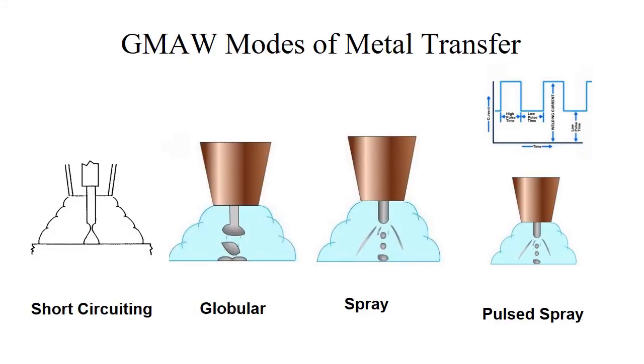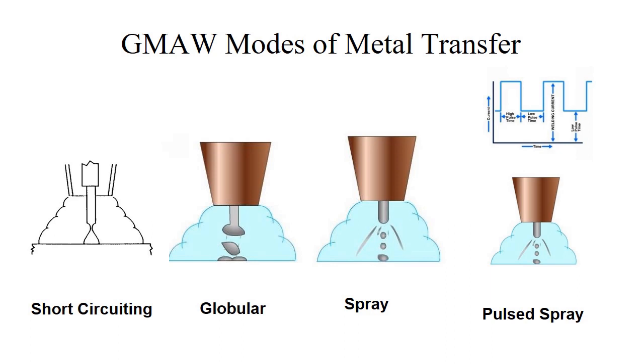Okay, so when we're talking about gas metal arc welding modes of transfer, we're going to talk about short circuiting, globular, spray, and pulse spray. Each one of these has some significant differences from the other modes of transfer. And there are different ways we get to these modes of transfer that include, but are not limited to, wire size, the shielding gas we use, and the amount of current and voltage.